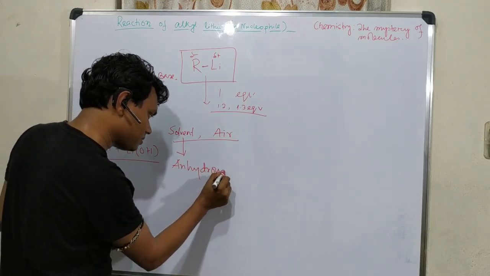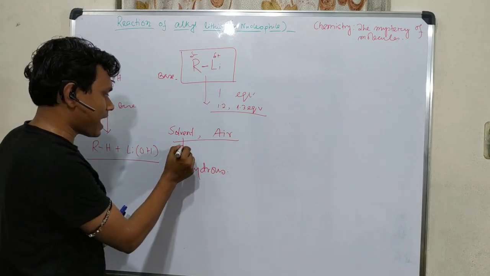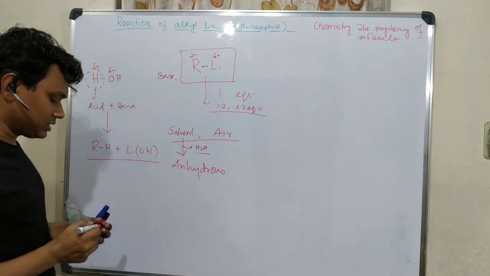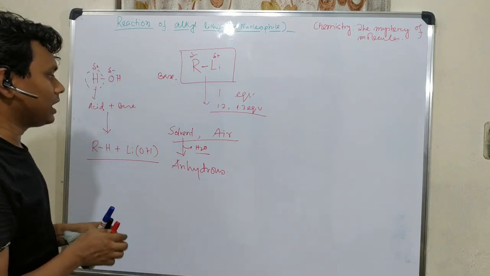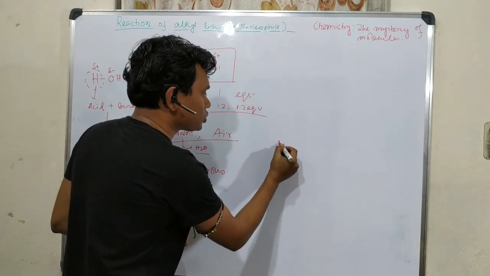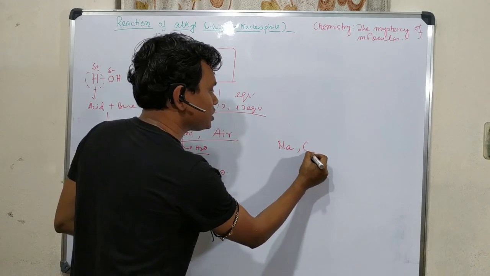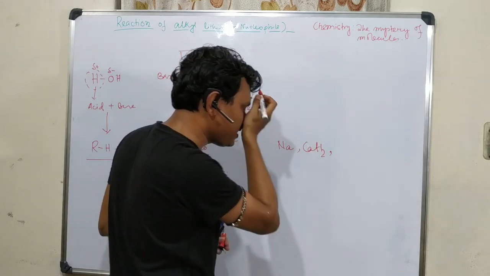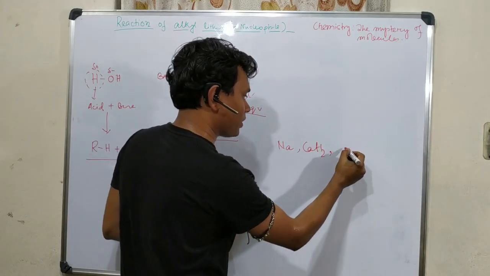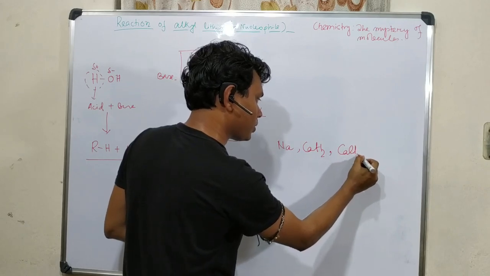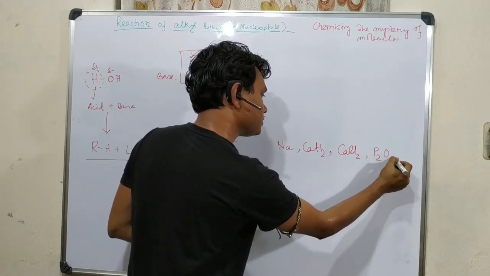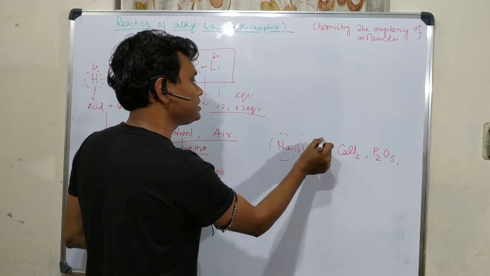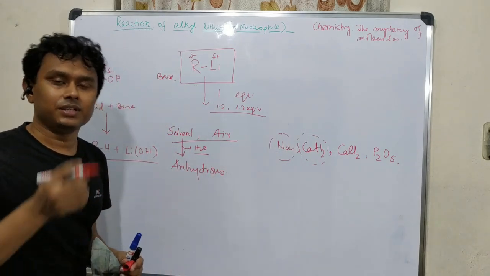Anhydrous means moisture has been withdrawn from the solvent. How is this generally done? This technique is generally done using metallic sodium, calcium hydride, molecular sieves, and other dehydrating agents, for example calcium chloride, P2O5, etc. But sodium, calcium chloride and calcium hydride are very famous drying reagents.